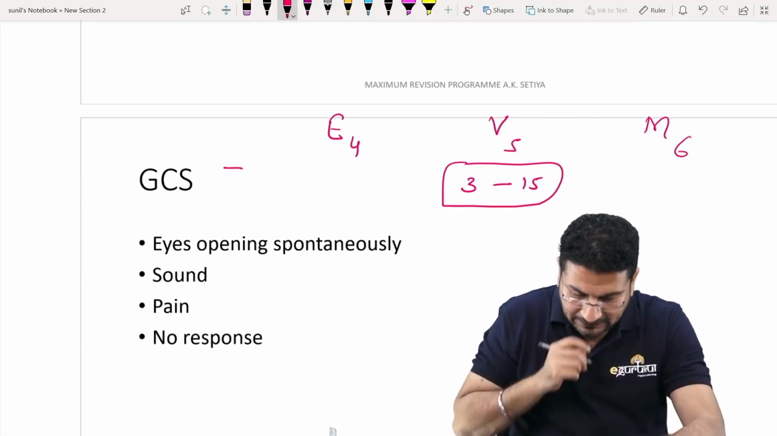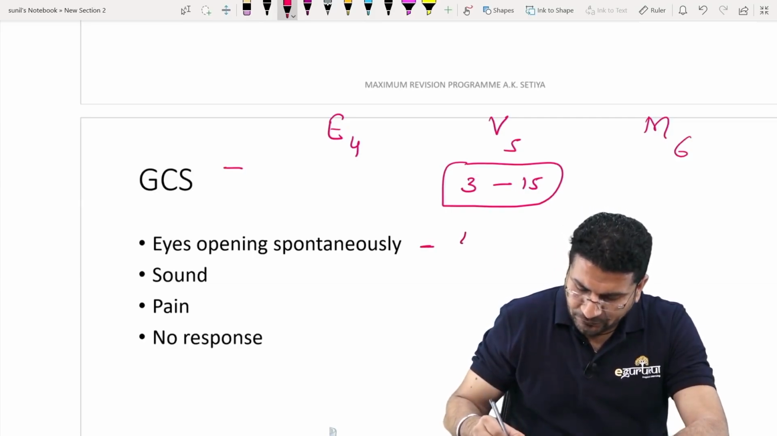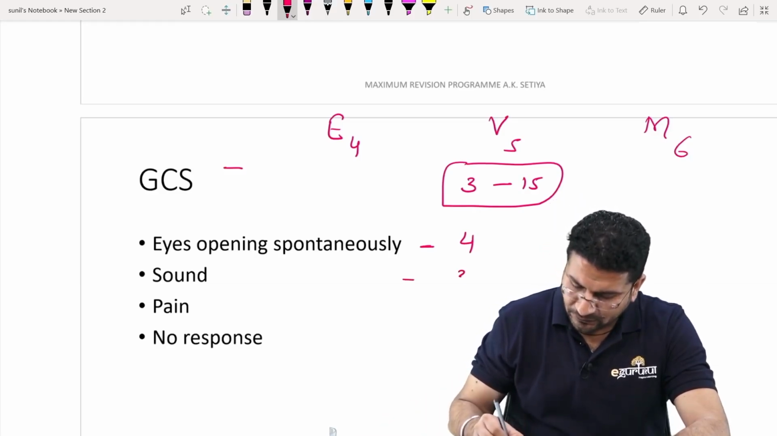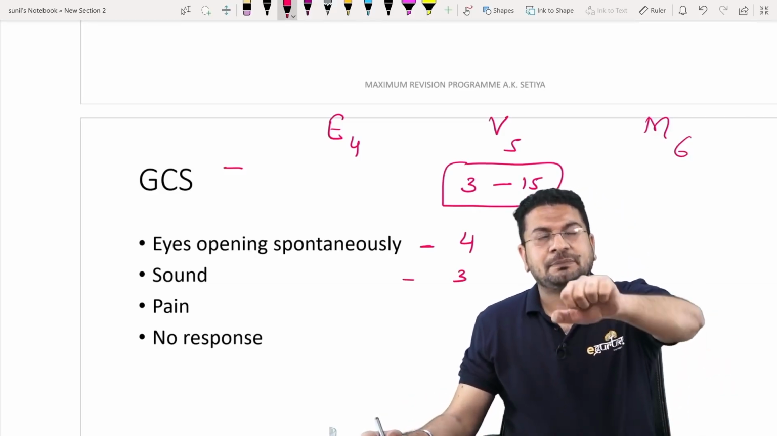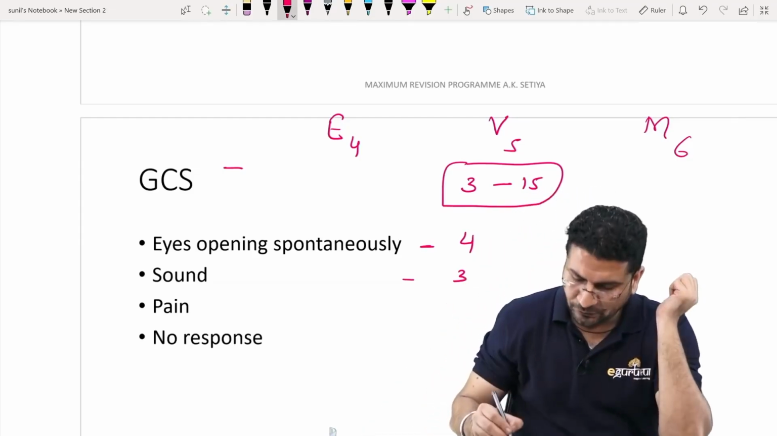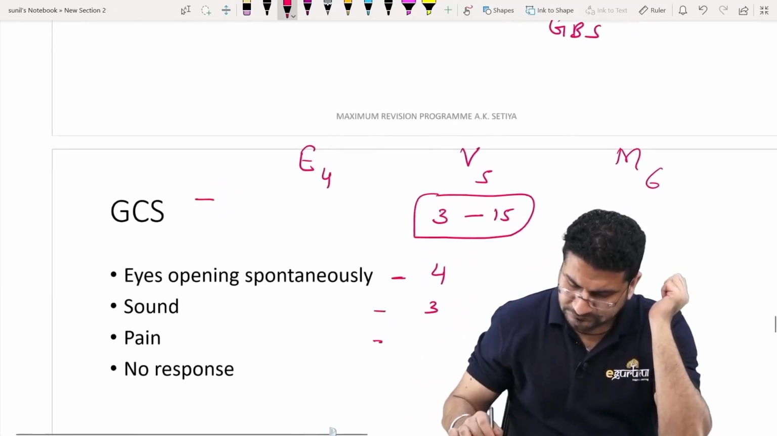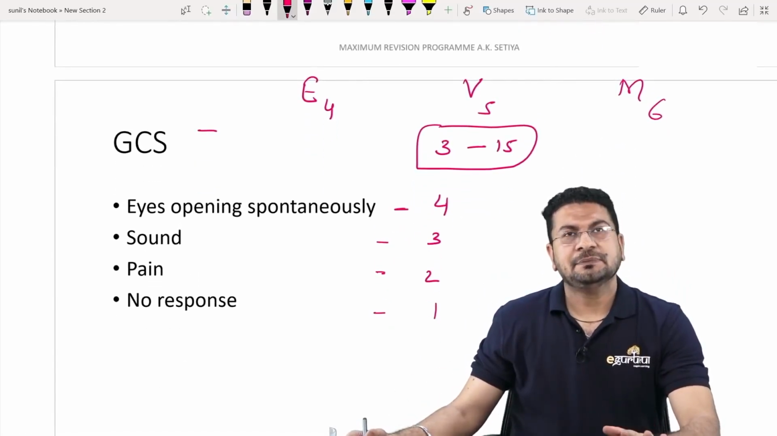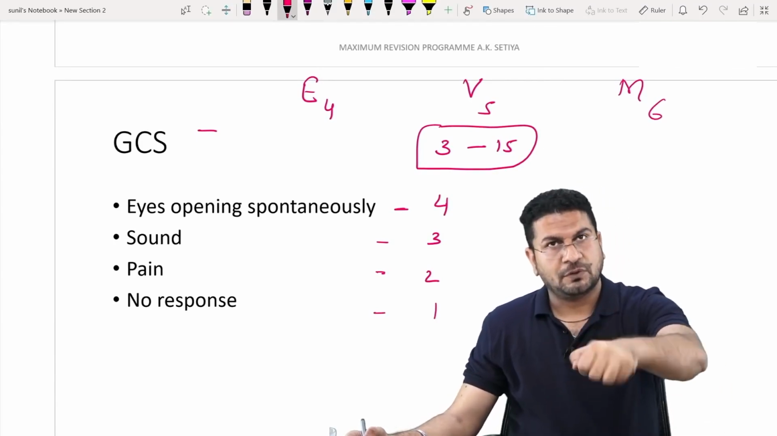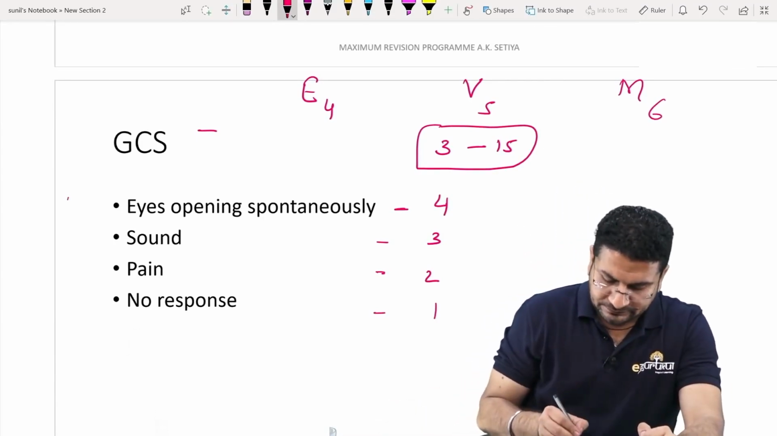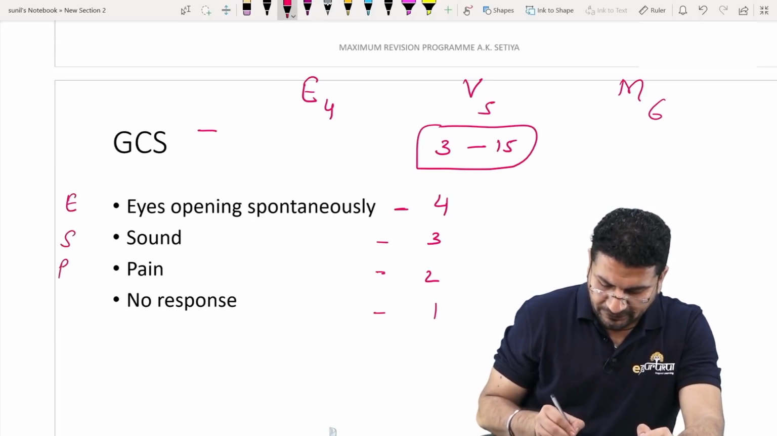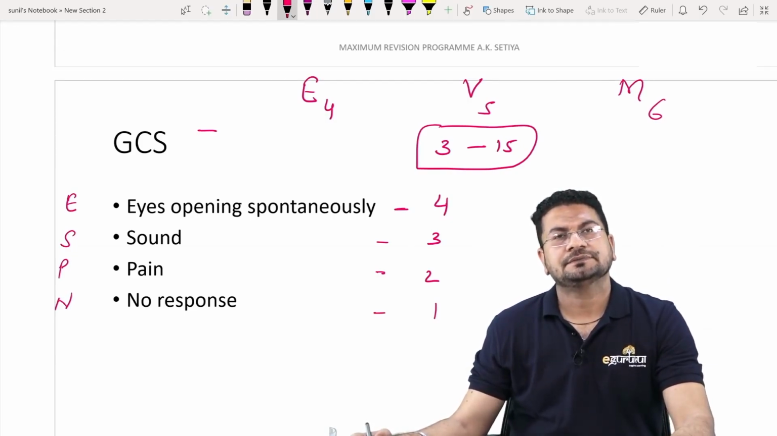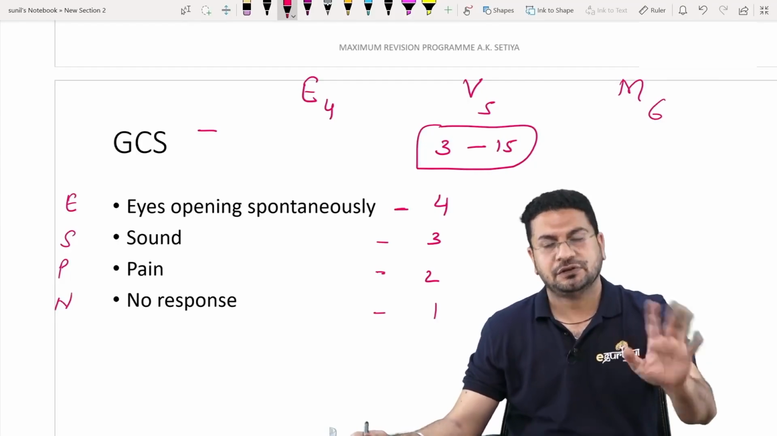You'll ask the patient, open your eyes, he is opening, we give a score of 4. He's not opening, you are shouting at him, then he's opening the eyes, score of 3. You are pinching or pressing or giving some pain, then he's opening, we give a score of 2. You tried everything, he is not opening, we give a score of 1. So eye is simple. Spontaneously, with sound. You can remember this by a simple mnemonic, ESPN, sports channel. Eye opening spontaneously, sound, P for pain, N for no response.